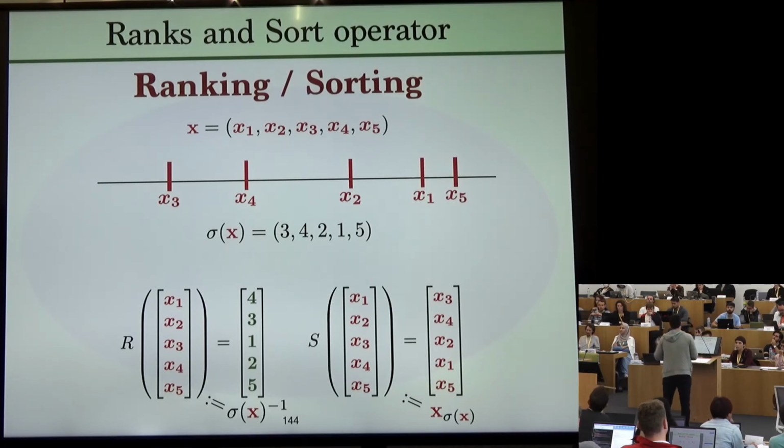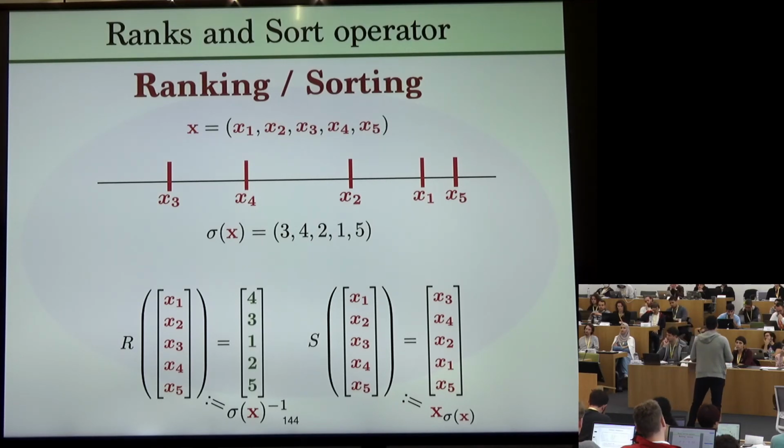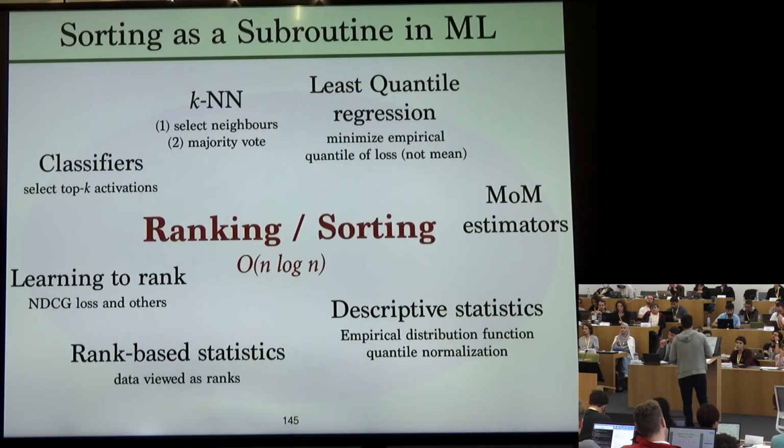Well, you give me 5 numbers, and x1 turns out to be the fourth, x2 is the third, x3 is the first, x4 is the second, and x5 is the fifth. This is what I call the ranks. And the sorted values is simply what you read on the line. It's x3, x4, x2, x1, x5.